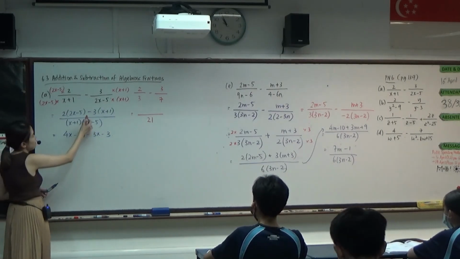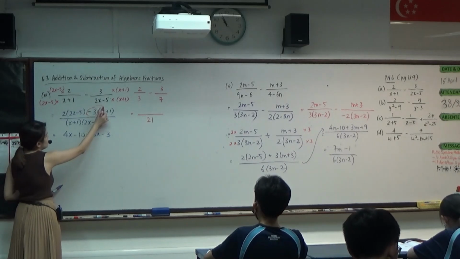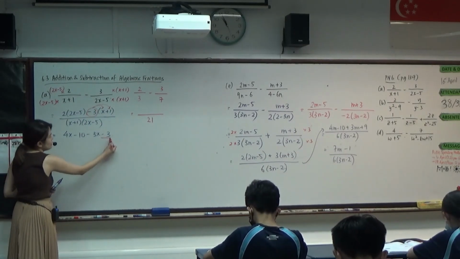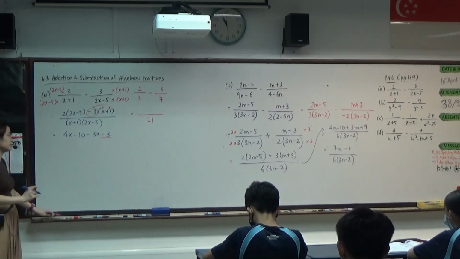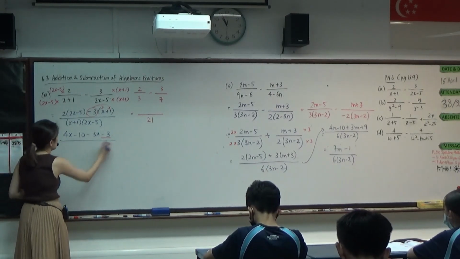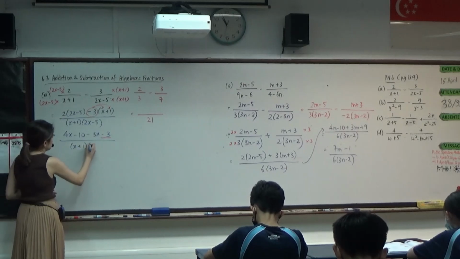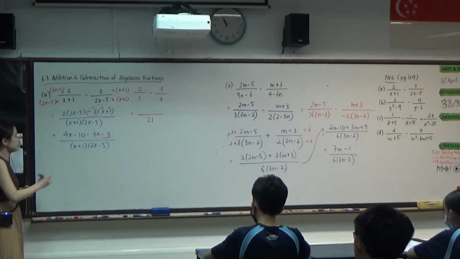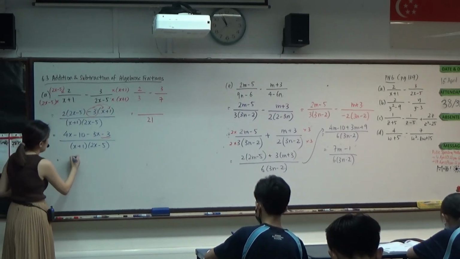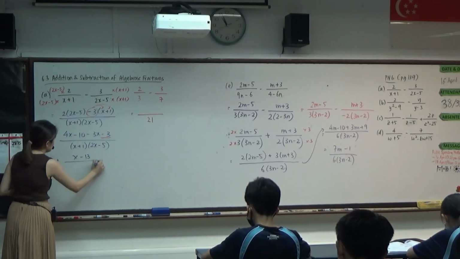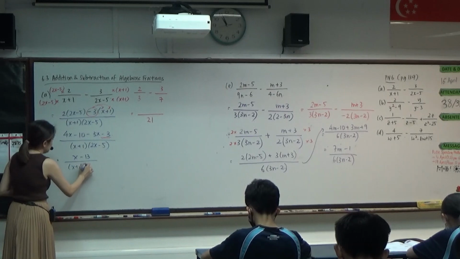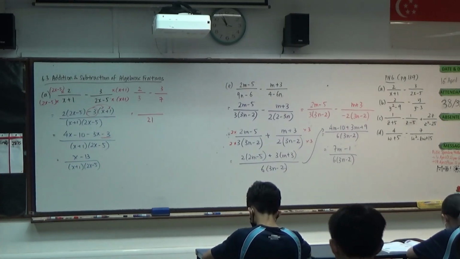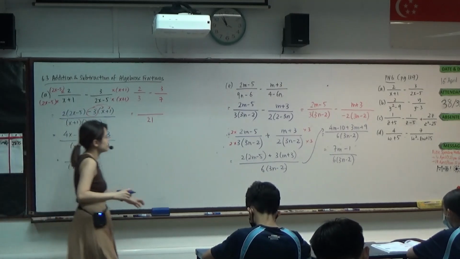Do be very careful, this is a negative 3. Upon expansion, I should be getting negative 3 over here. That tends to be a mistake. So we have this, and further simplifying, I will have x minus 13 over x plus 1 times 2x minus 5.